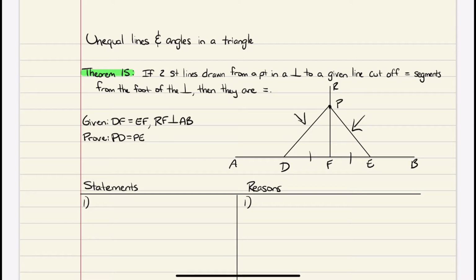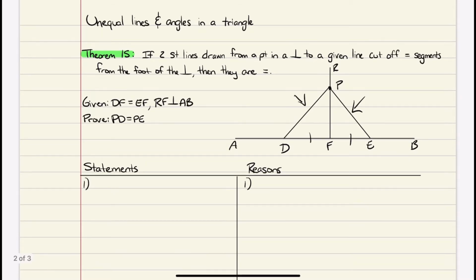We have enough information from what we've covered throughout the course of this year already that we can prove these two lines in this big triangle are equal, or we could talk about the individual small triangles, however we want to do it. So we have our given, and we have what we're trying to prove.